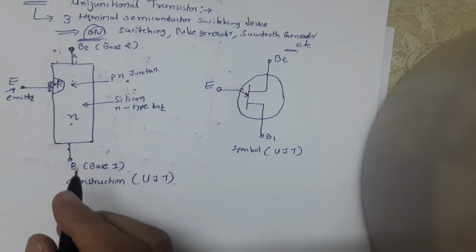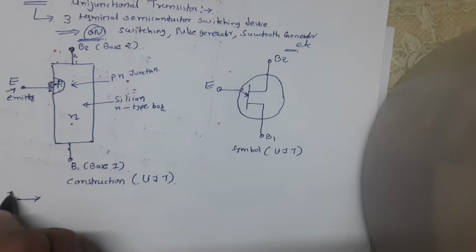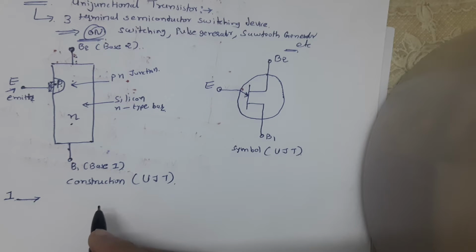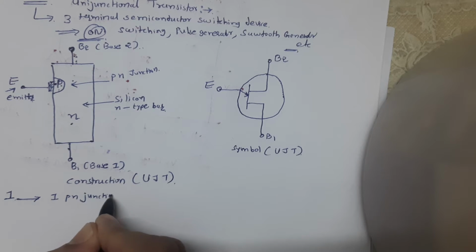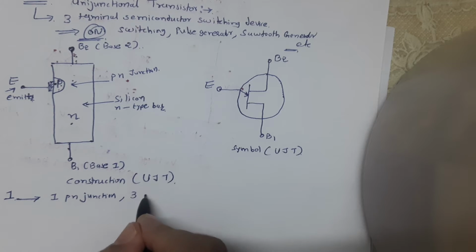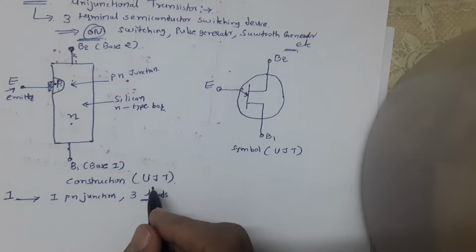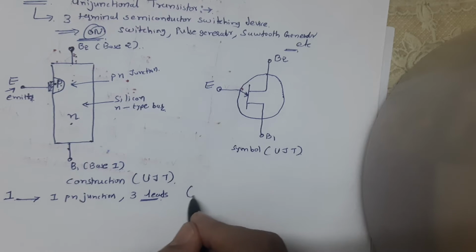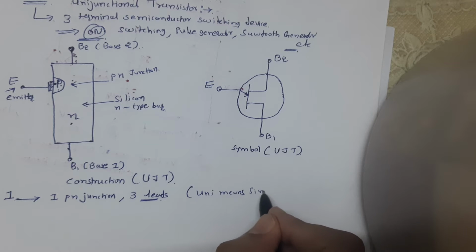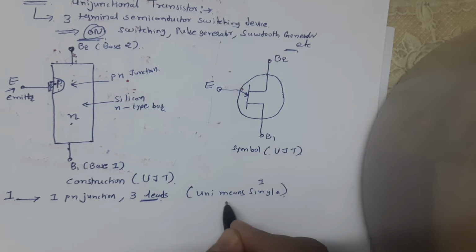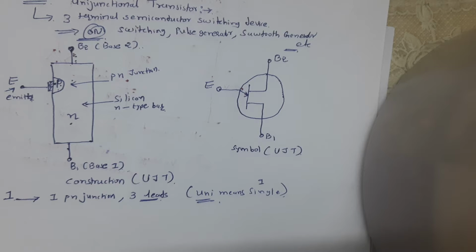Now the following points are to be noted. Point number 1: the device has only one PN junction and three leads. Hence, it is commonly known as unijunction transistor. Uni means single or one, only one PN junction.